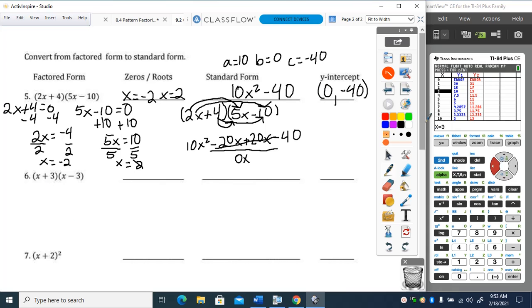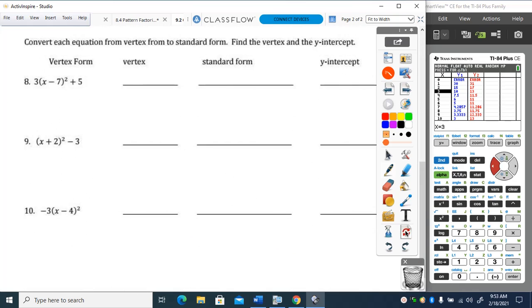Alright, and so now let's look at one last one before I set you off to do your own practice. We want to convert each from the vertex form to the standard form, find the vertex, and find the y-intercept. So now we have 3 times x minus 7 squared plus 5. That is obviously our vertex form. So remember, the vertex form will easily get us the vertex. And we do that by taking the opposite of this number in the middle. So it's the opposite of negative 7. That would just be positive 7. And then the number added on at the end, 5. So the opposite of h, and k.